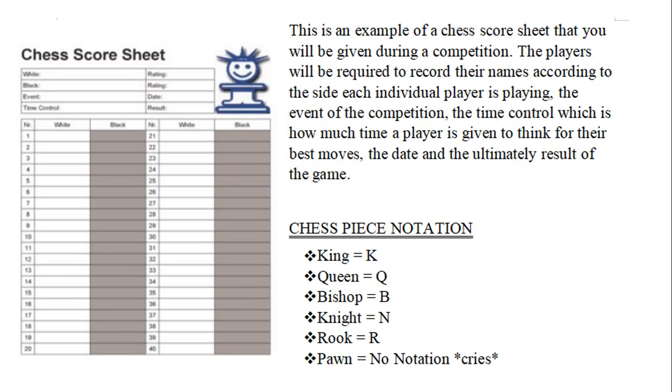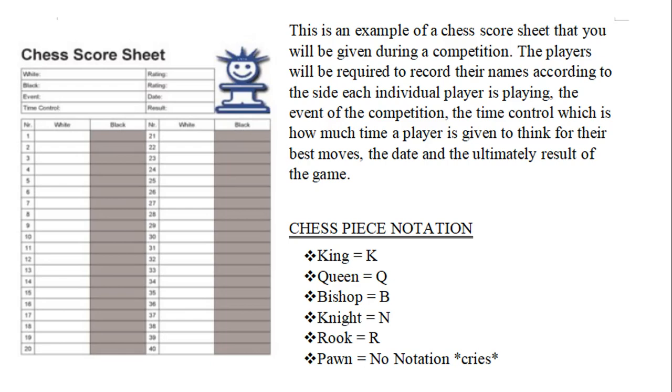This is an example of a chess score sheet that you will be given during a competition. Players will be required to record their names according to the side each player is playing, the event of the competition, the time control, which is how much time a player is given to think for their best move, the date, and ultimately the result of the game. As you can see on the left, there's the chess score sheet. This is the example of the chess score sheet.